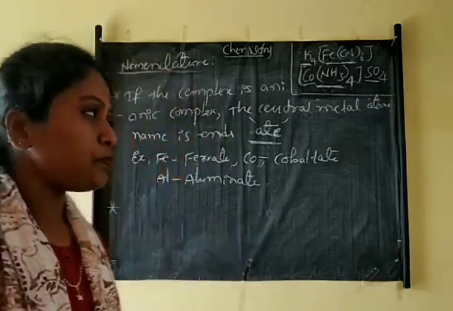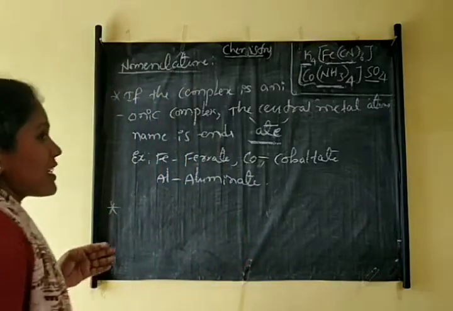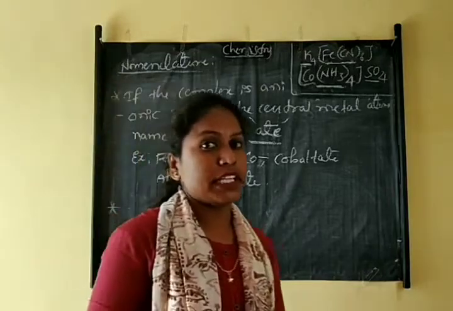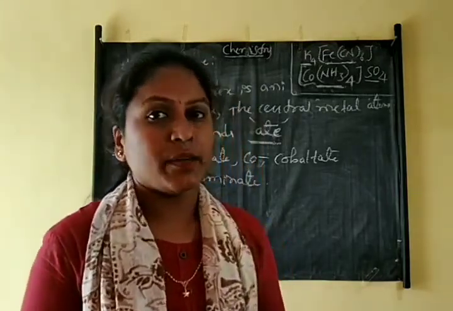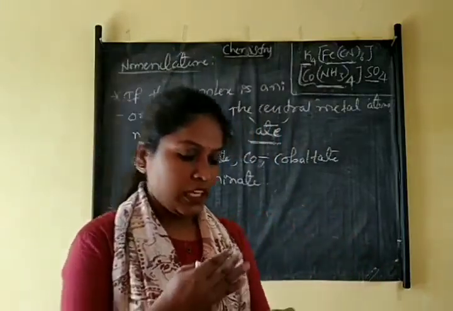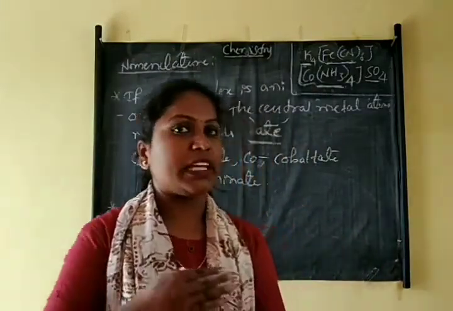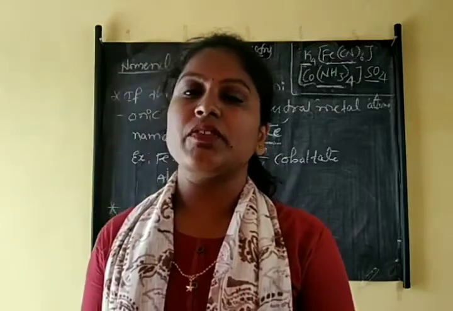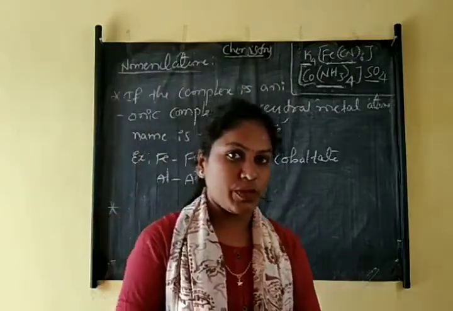And next one is, the oxidation state of the central metal atom is indicated by a Roman numeral. So first we name the cation, then the ligands in a particular order, and also the central metal atom.